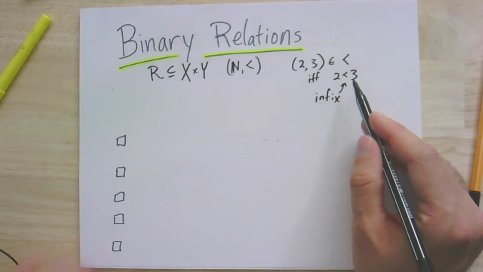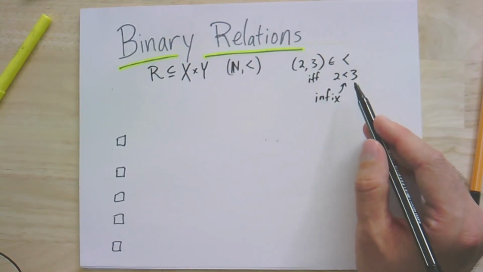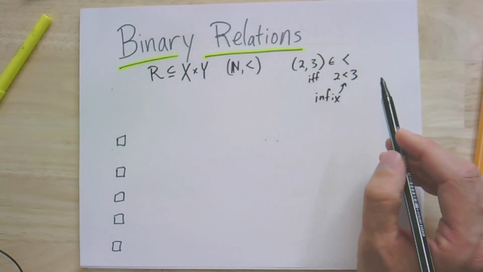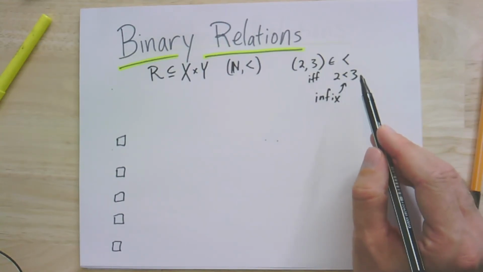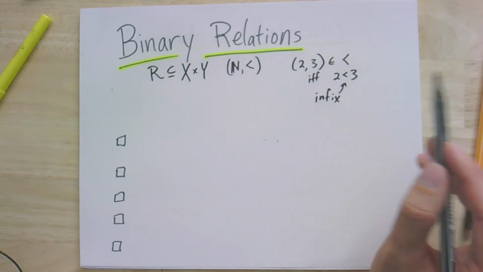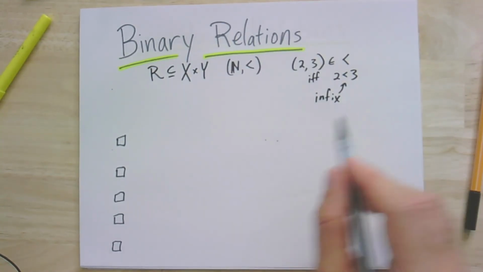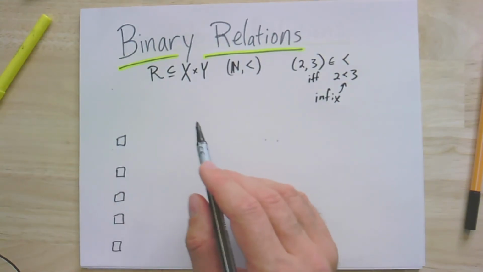You can also think of this as a function of two elements which returns either true or false. So it's like the membership test. And actually thinking about relations as functions can often be more useful. All right, so that's just what the binary relation is.